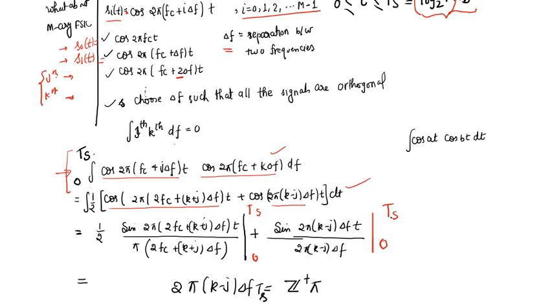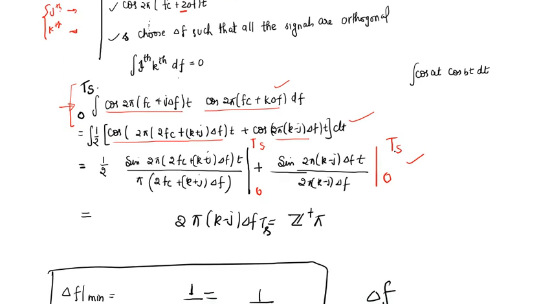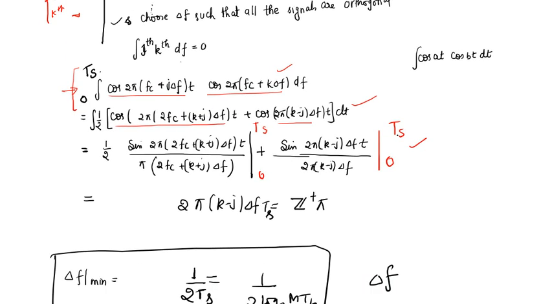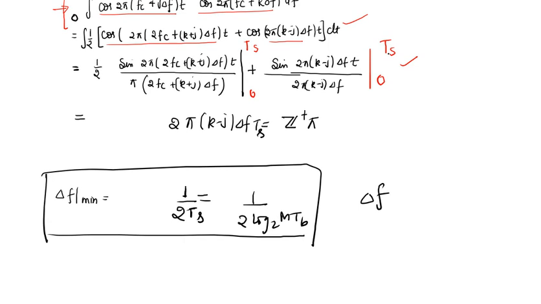And once we integrate this, it's very simple. Now in order to ensure that these terms are 0, we have to ensure that 2 pi (k minus j) delta f Ts, the lower limit will always be 0, should be some integer multiple of pi, n pi if you remember. So I am just calling it an integer multiple of pi. So for this, if you replace, this will give you delta f as some integer multiple of pi over (k minus j) Ts into 2 pi.